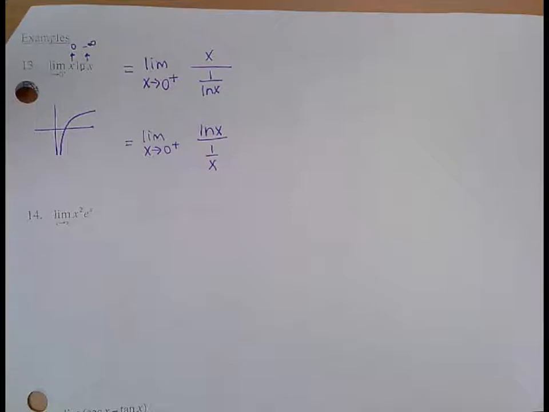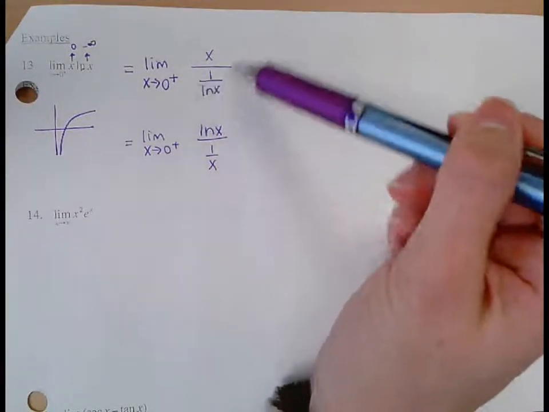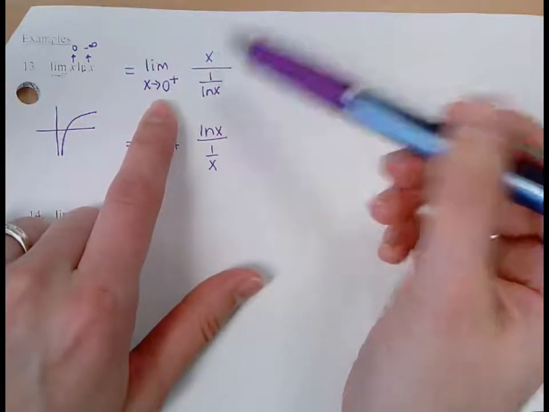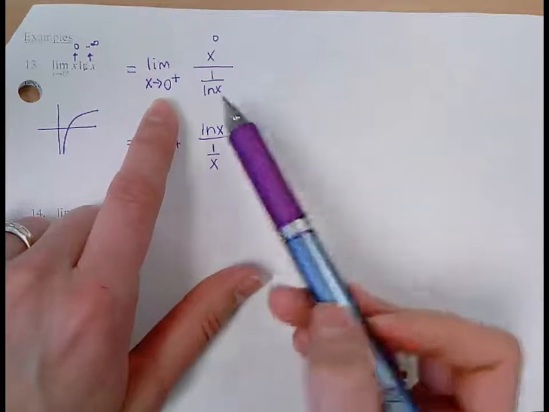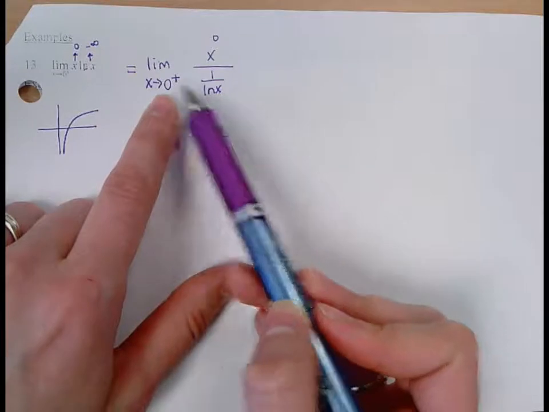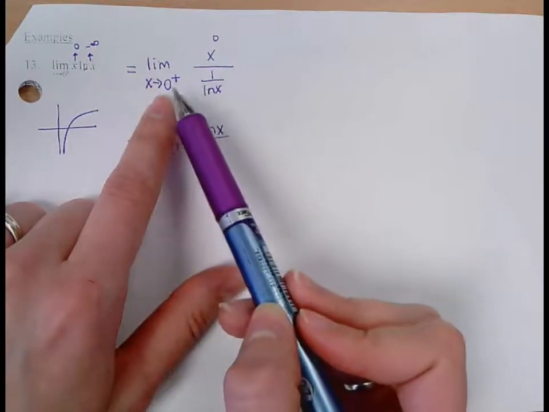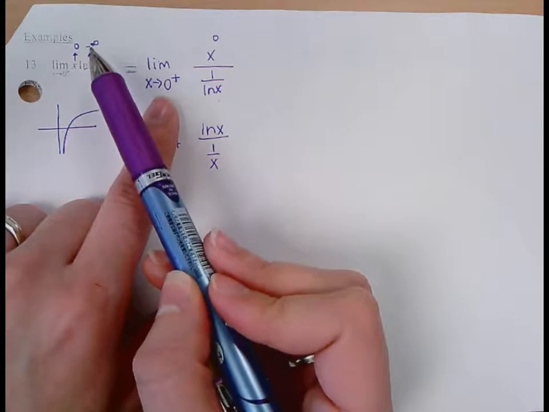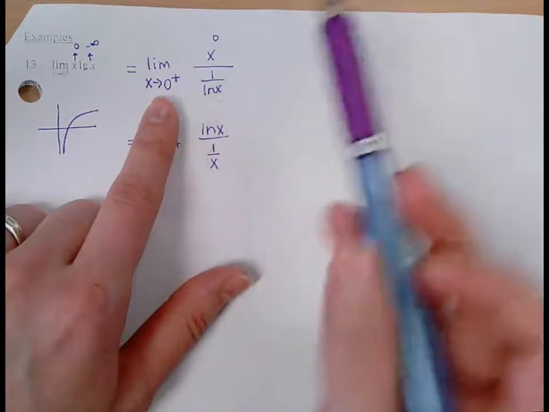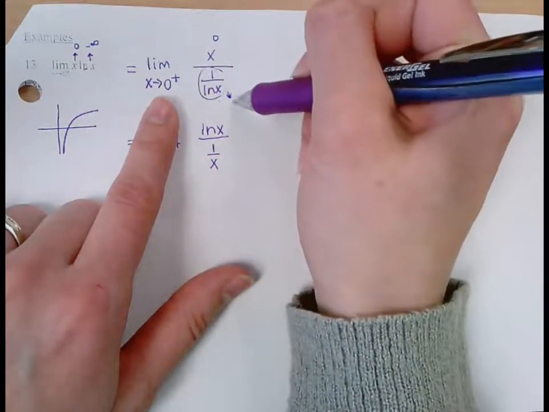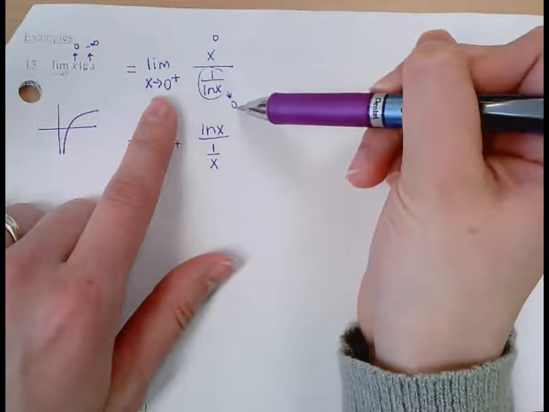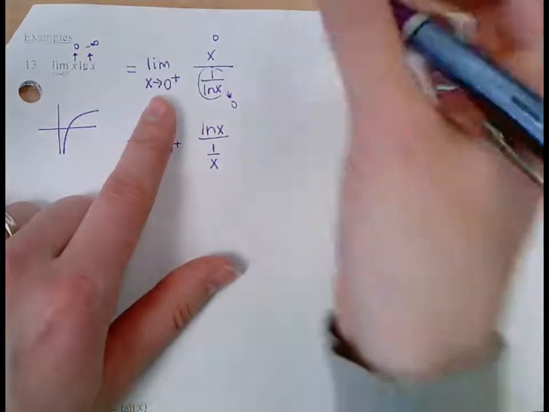So say we tried this first one. If x is approaching 0, my numerator x would also approach 0. And then what does natural log of x approach if x approaches 0? If x approaches 0, natural log of x approaches negative infinity. And if you have 1 over negative infinity, that approaches 0, because you have 1 over something very, very large. So now you do have 0 over 0.